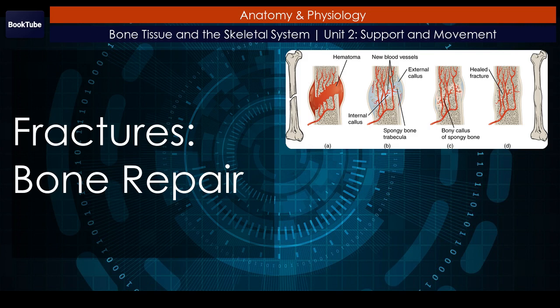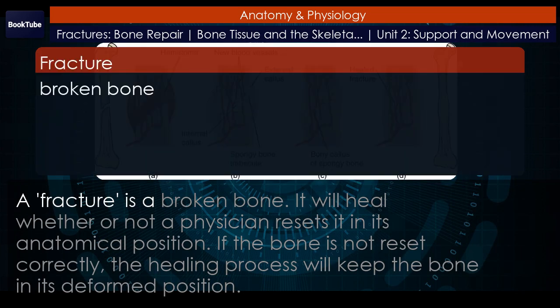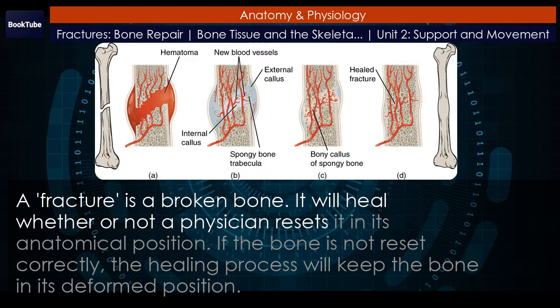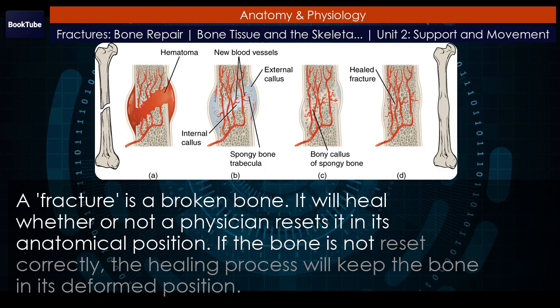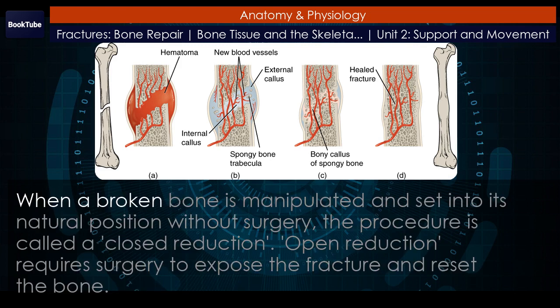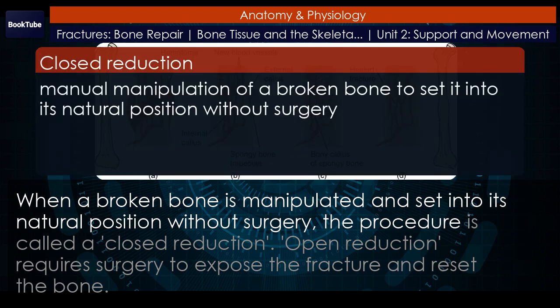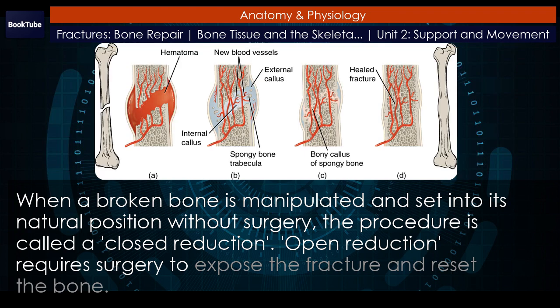Fractures. Bone repair. A fracture is a broken bone. It will heal whether or not a physician resets it in its anatomical position. If the bone is not reset correctly, the healing process will keep the bone in its deformed position. When a broken bone is manipulated and set into its natural position without surgery, the procedure is called a closed reduction. Open reduction requires surgery to expose the fracture and reset the bone.